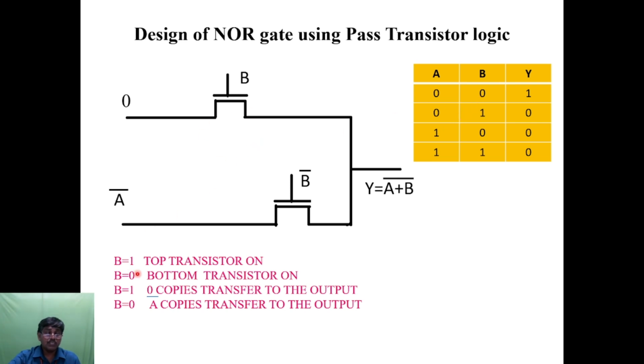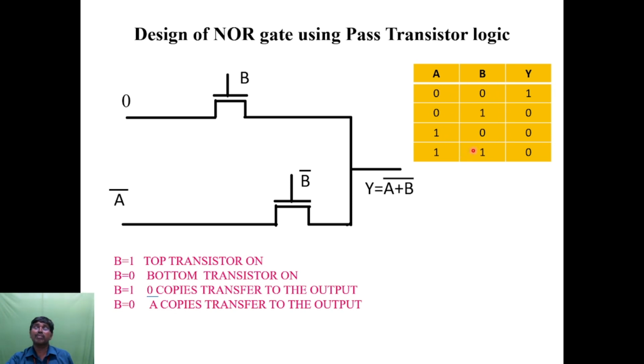Here I am explaining: B is equal to 1, top transistor on, and B is equal to 0, bottom transistor on. When B is equal to 1, that is nothing but 0 copies and transfers to the output. B is equal to 0, A bar copies and transfers to the output. So this is the logic. By using the NOR gate truth table only, we have to design a pass transistor logic.